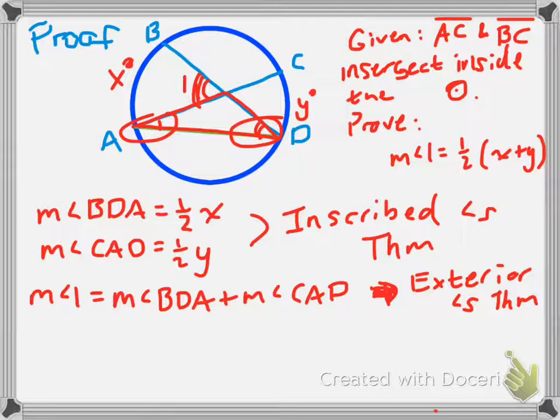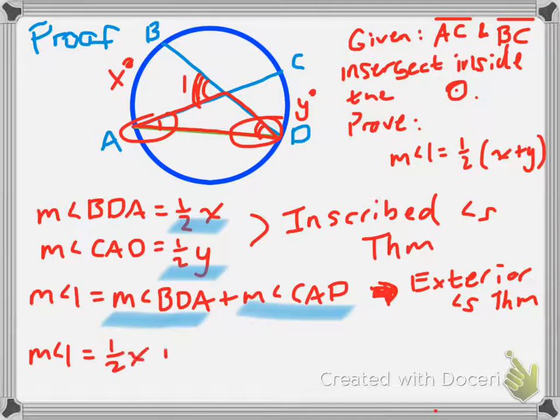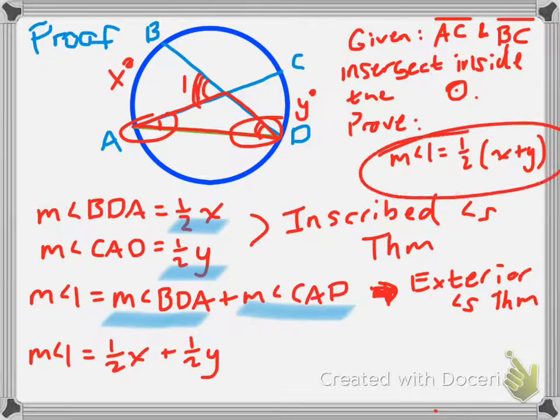So we know that BDA is the same thing as half of x, and we know that CAD is the same thing as half of y. So we can substitute that and say measure of angle 1 is just half x plus half y, and we're so close to what we're trying to prove here. Just factor out the 1/2, right? So this was by substitution, and then you end up with measure of angle 1 equals 1/2 (x plus y). And you're done.